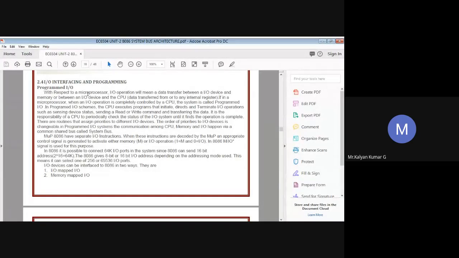Please be thorough with this also. Now we'll see one by one, not in detail, just an overview, because we have to complete. So in case of programmed IO data transfer, what does it mean? Programmed IO data transfer.